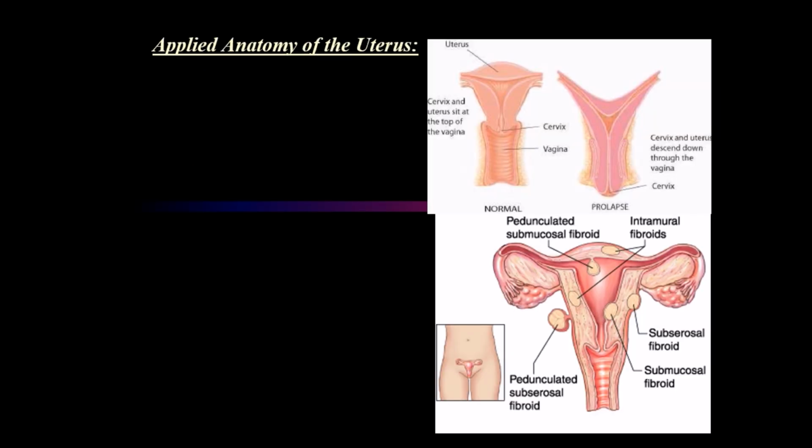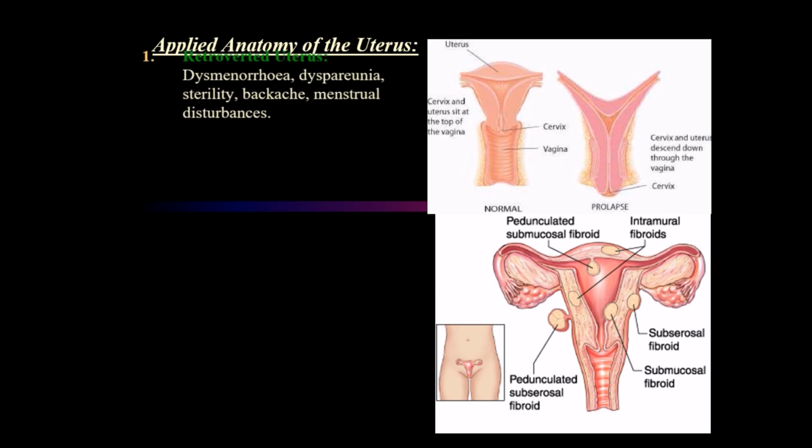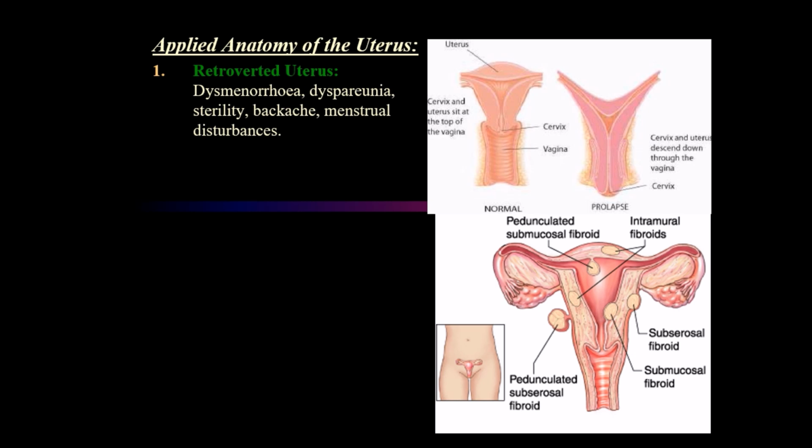Coming to the final part, that is the applied anatomy. The first one is the retroverted uterus. As I said, the normal position is anteversion and anteflexion. Instead of that, if it becomes reverse, if instead of anteversion it becomes retroversion, it will be diverted behind. That leads to a lot of complications in the female, which might be noticed or unnoticed.